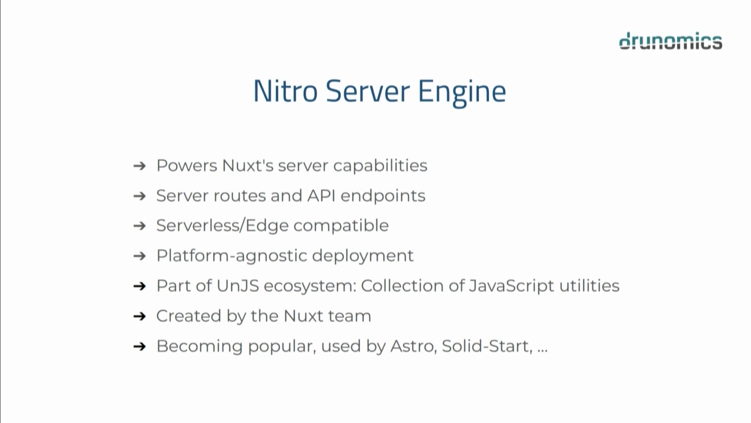The Nitro server engine is part of the UnJS ecosystem. That actually is an interesting ecosystem which is also maintained and was started by the Nuxt team. It's a collection of JavaScript utilities. It's exposing reusable packages, and they figured like Nuxt is solving lots of problems. Why not just expose it as generally usable packages so everyone can use it? And they just started doing it, and that way they also created Nitro.